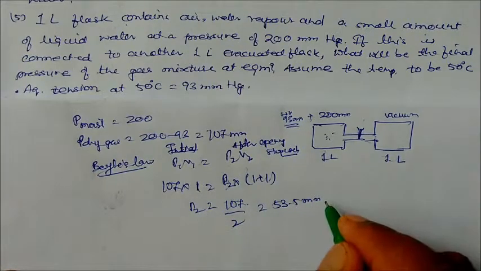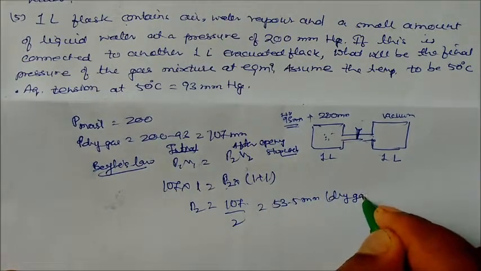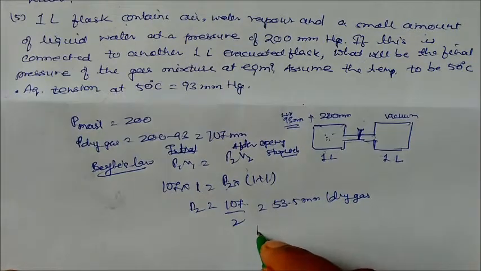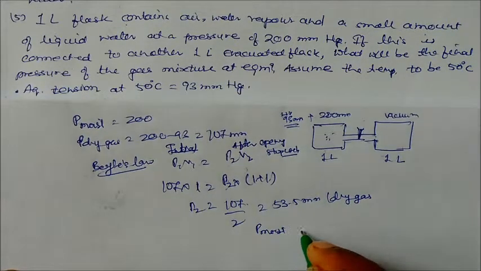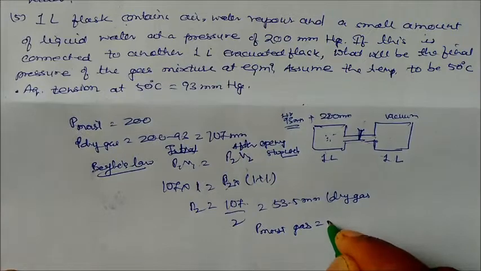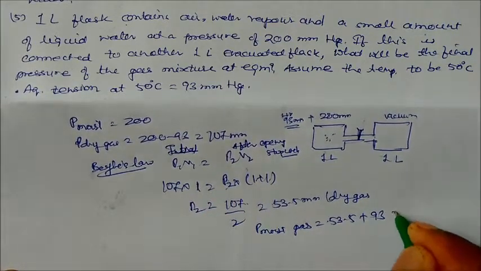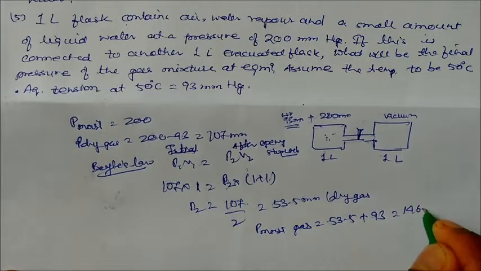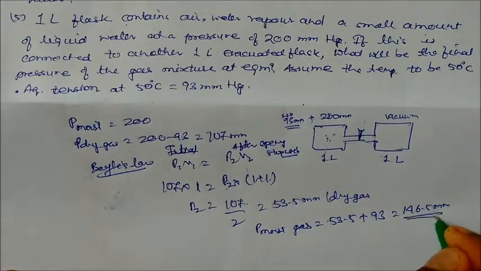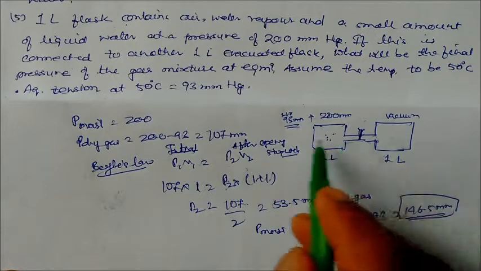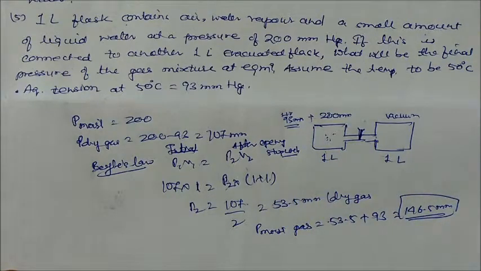So what is the final pressure? This is the dry gas, but here some water vapor is also there. So the pressure of this moist gas will be the total pressure, 53.5 plus 93. So you will get the answer 146.5 millimeter. This is the final pressure in both the vessels or both the flasks.